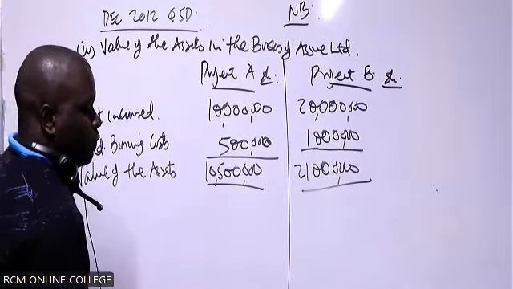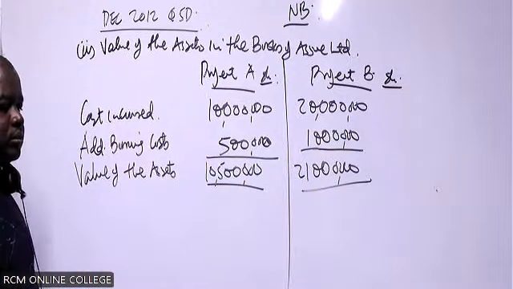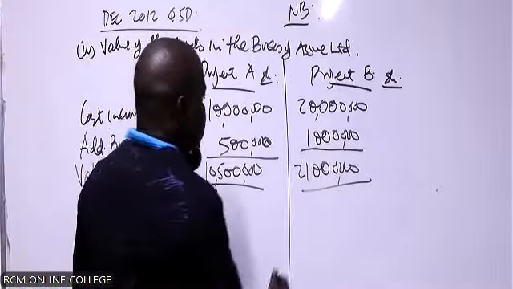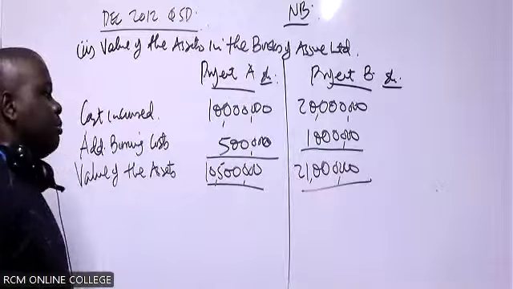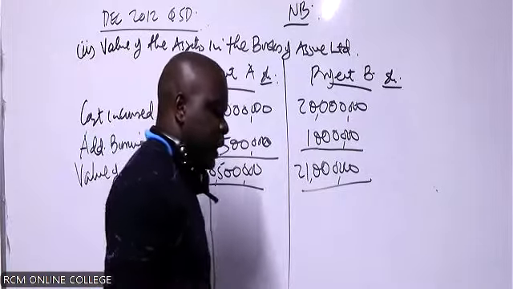That will be the value of the assets. So we have already been able to complete that one. This one will be 21, and this other one will likely be 10,500,000. It will be 10,500,000.